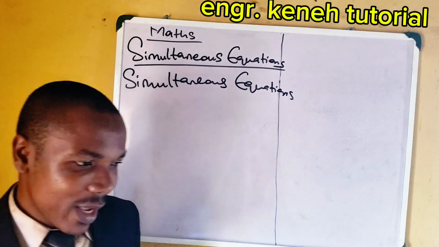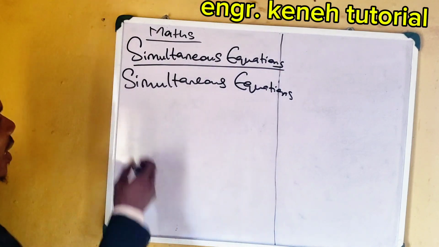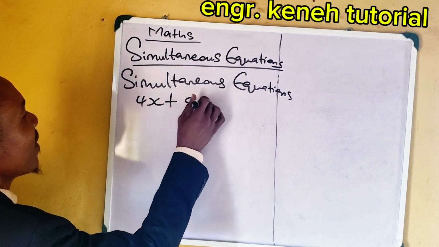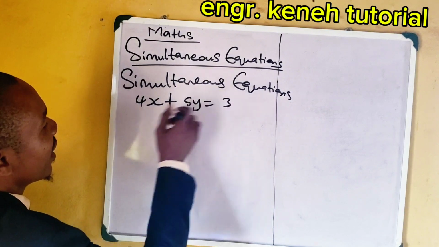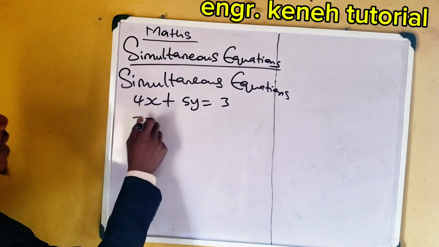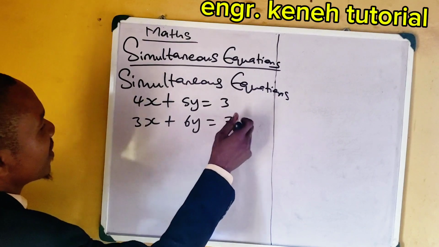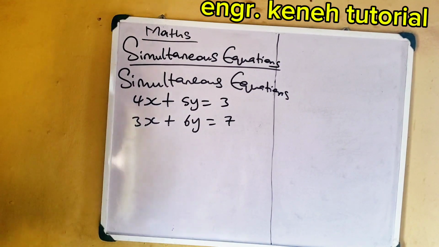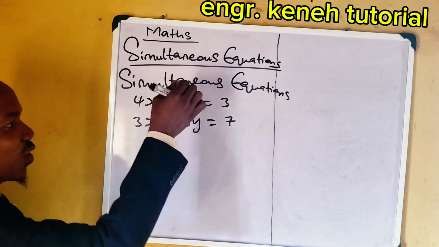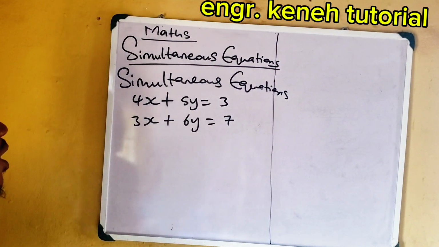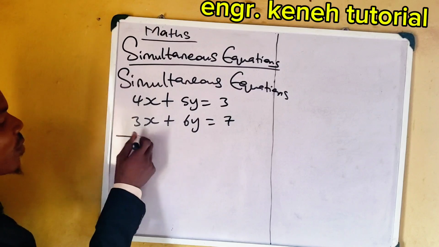You may have something like this. Let's say 4x plus 5y equals 3, and here maybe 3x plus 6y equals 7, something like this. These two equations, instead of you solving only this one or only this one, you are solving the two of them together.